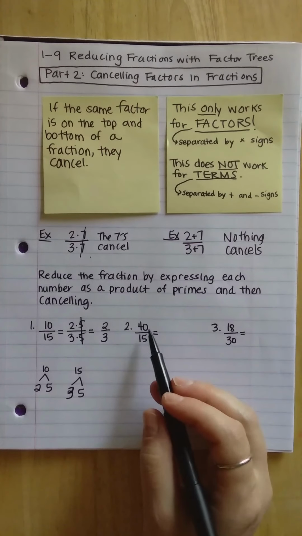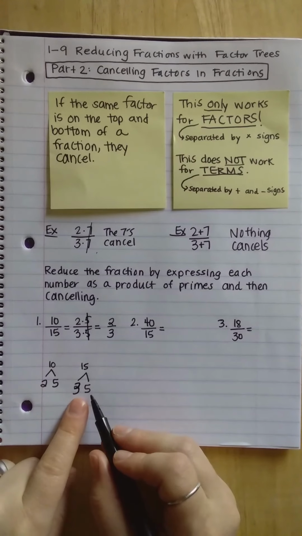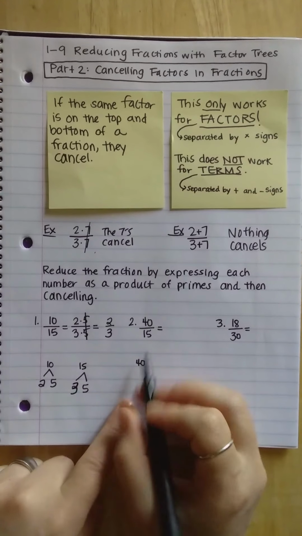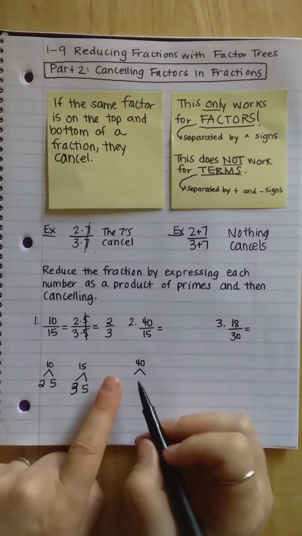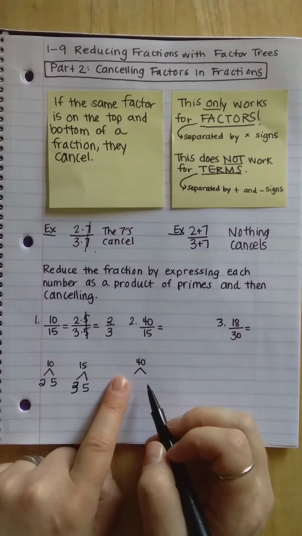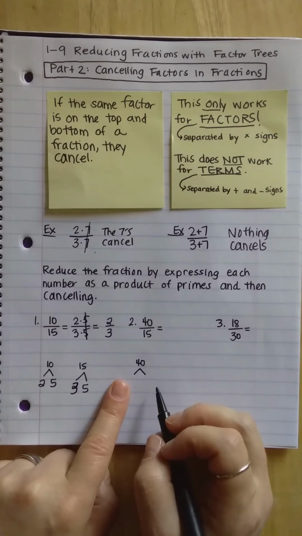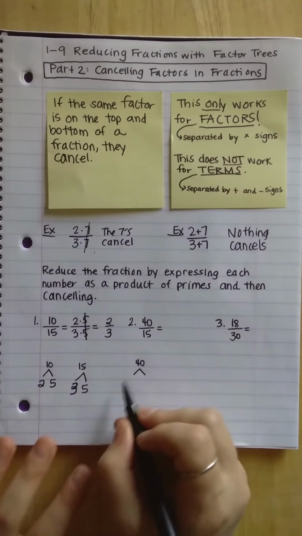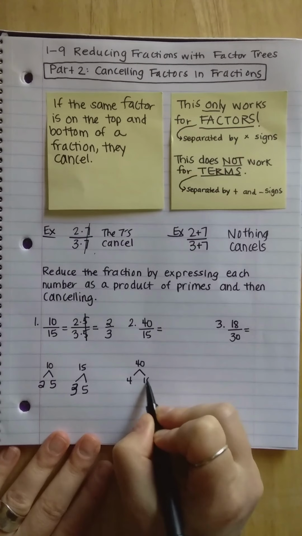Let's do it again for number 2. We have 40 and 15. So we already know 15 is 3 times 5. What's 40? I usually do 2 and the example, but I want to show you an example without one. You're still going to be able to get the correct answer, even if you don't start with 2 and like 20, for instance, here. So I'm going to start with 4 and 10.